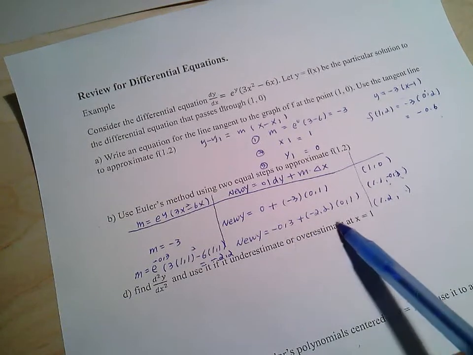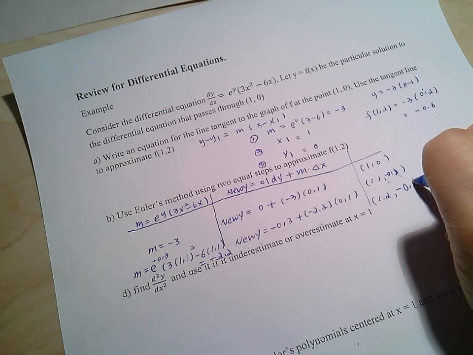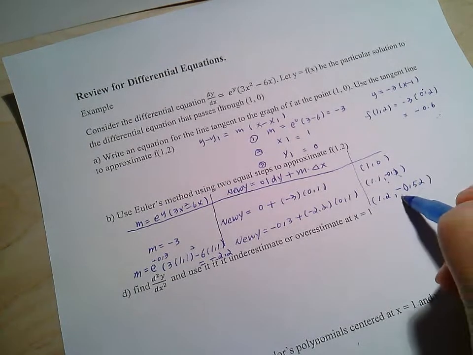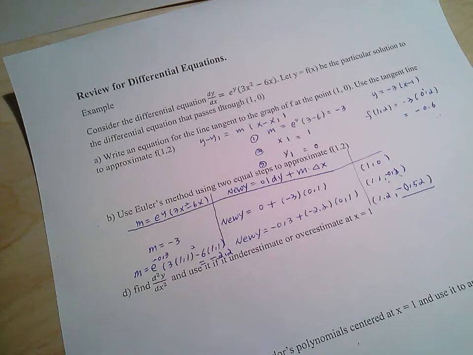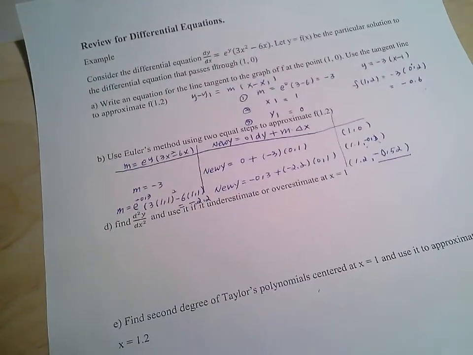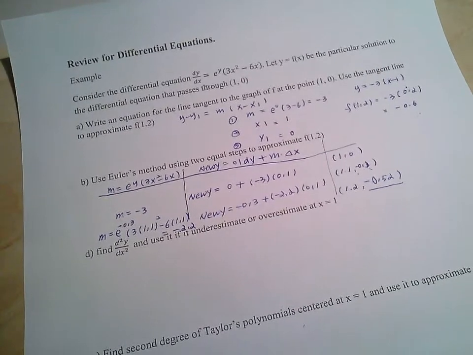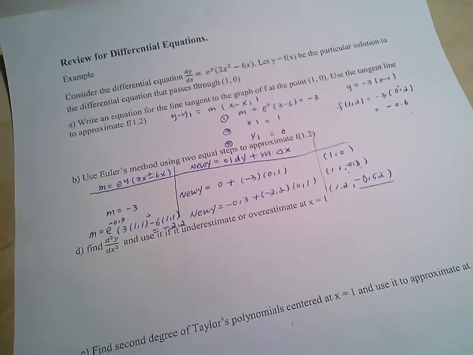So if you calculate that, that gives you negative 0.52. So again, this one is approximation f over 1.2. So now next one. Find out the second prime to see if it's an overestimate or underestimate. Overestimate and underestimate are about the concavity.